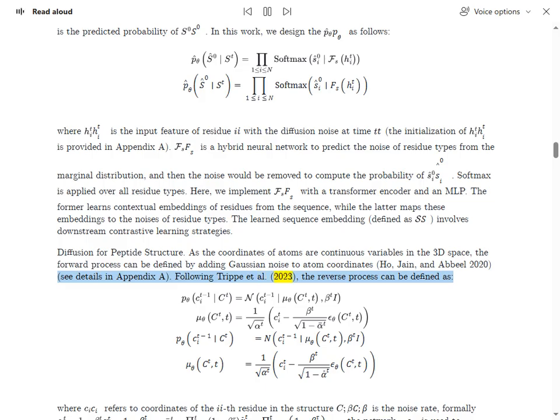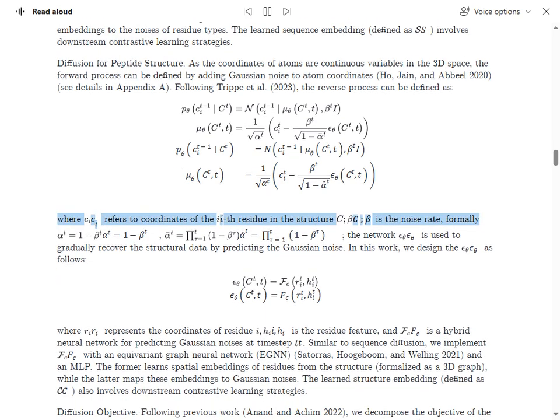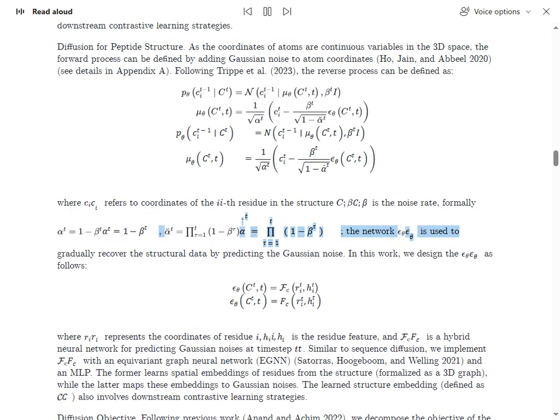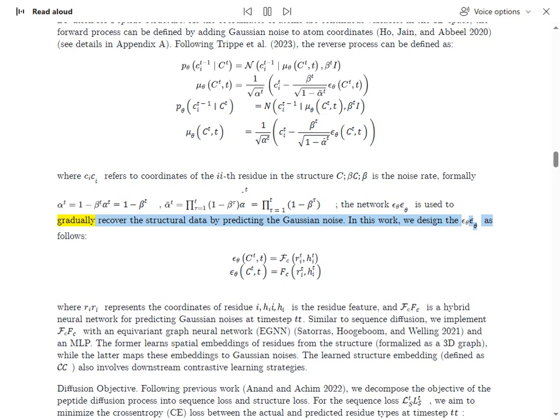Following Tripp et al. 2023, the reverse process can be defined as: the probability of a variable is a normal distribution with its mean defined by a separate equation, where c_i refers to coordinates of the i-th residue in the structure. Beta is the noise rate, formally alpha^t = 1 - beta^t, and alpha-bar^t is the product over tau = 1 to t of (1 - beta^tau). The network, epsilon_theta, is used to gradually recover the structural data by predicting the Gaussian noise.